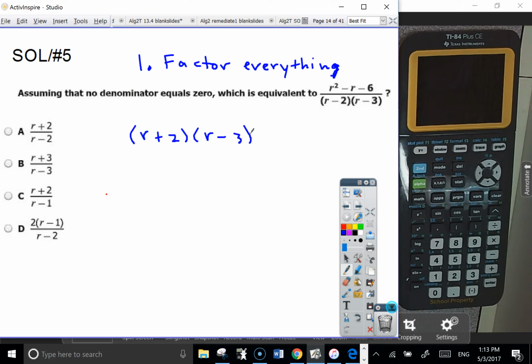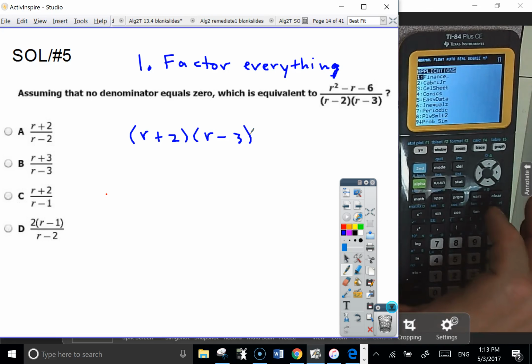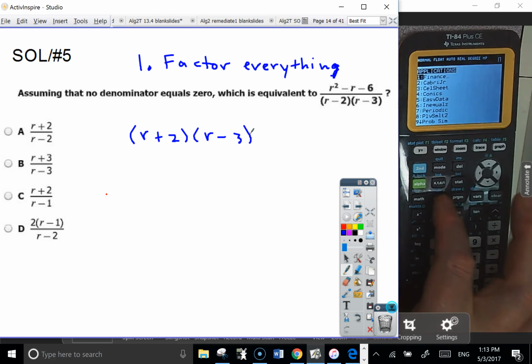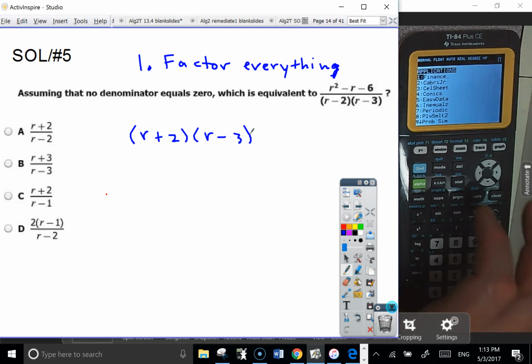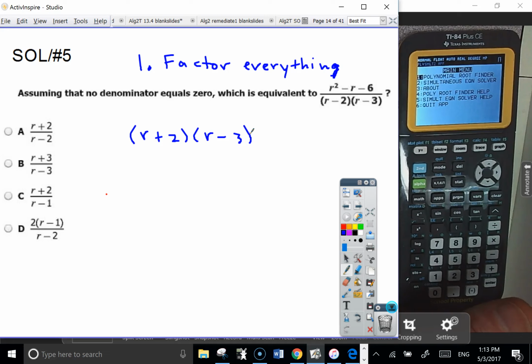Now, here's an app that's in these calculators that we're allowed to use on the SOL that I was not really that familiar with until this year. But if you go to the apps key, which is right there, see it? And then you look at all the choices there. On most of these calculators, it's at number 8. But in any case, you're looking for PLY SMLT2. PLY is for polynomial, SMLT is for simultaneous. If you hit that one, the very first option is polynomial root finder.